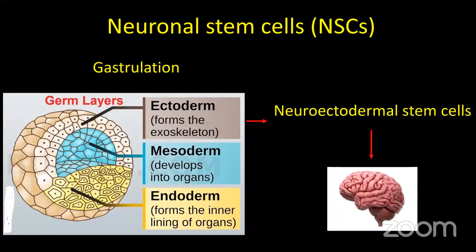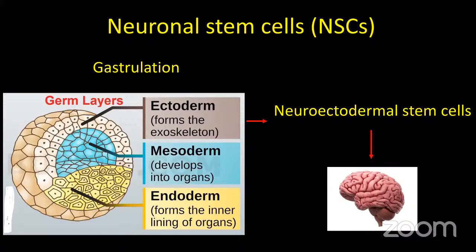Once these cells are formed, they first divide to make a large number, a couple of hundred of these. Then they start undergoing specialized divisions that I'm going to explain in a bit. These are called asymmetric cell divisions. And then they form all these neurons and glial cells to form a complete brain.